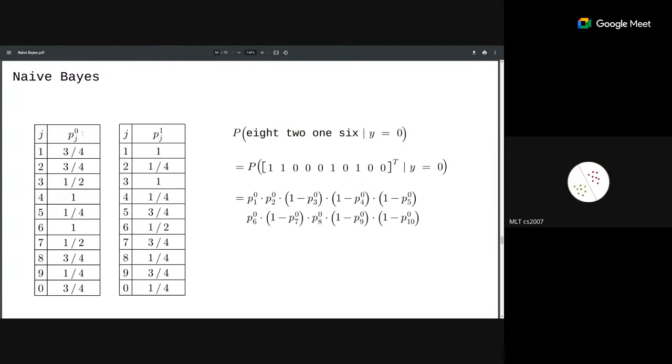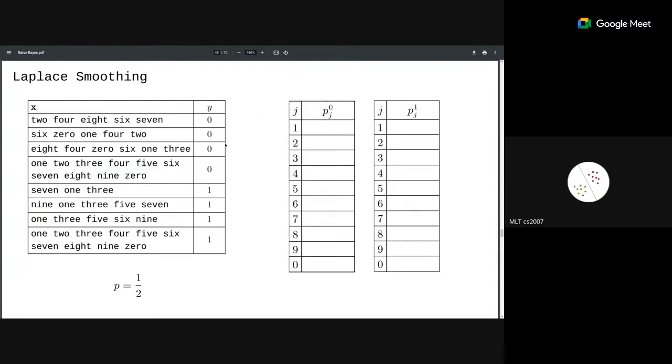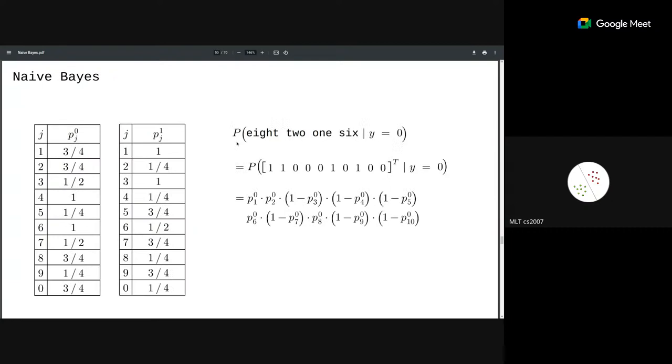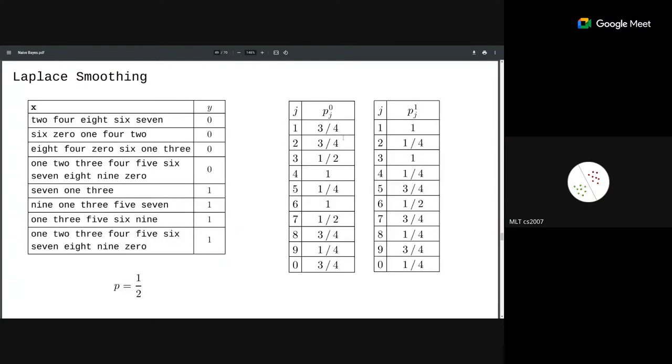Okay. P4 of zero, if you notice, is one. But the word four doesn't appear in our test example, so the test data point probability is also zero. You can understand this very intuitively. I'll go back to the data set. What are we asking? We are asking the probability of 8216 coming from this distribution. Remember those four words.